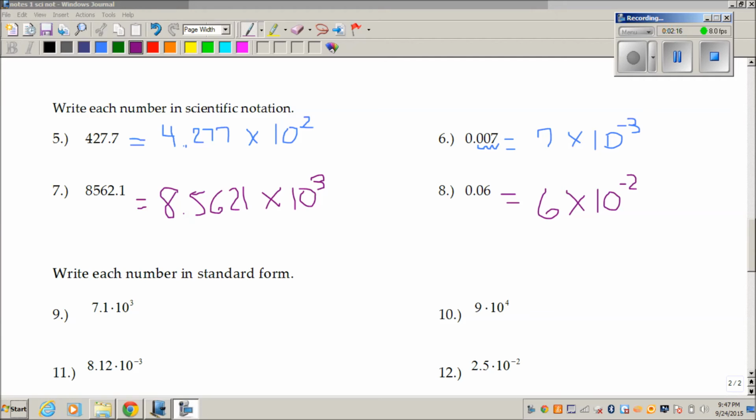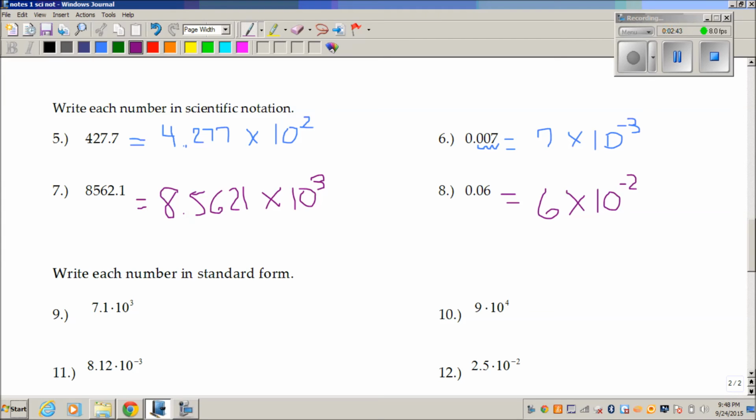In number 7, the decimal should go right after the 8, and it's going to be times 10 to the third, because the place value had to move 3 decimal places, 3 place values. In number 8, the exponent on the 10 is going to be negative, because this is a very small number, less than 1. And we had to move the decimal place 2 places. So this is 6 times 10 to the negative 2.